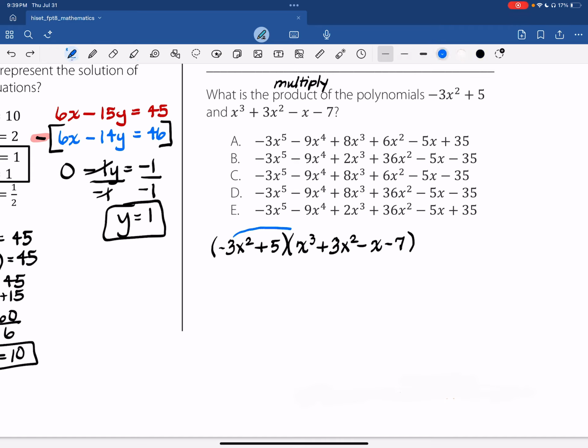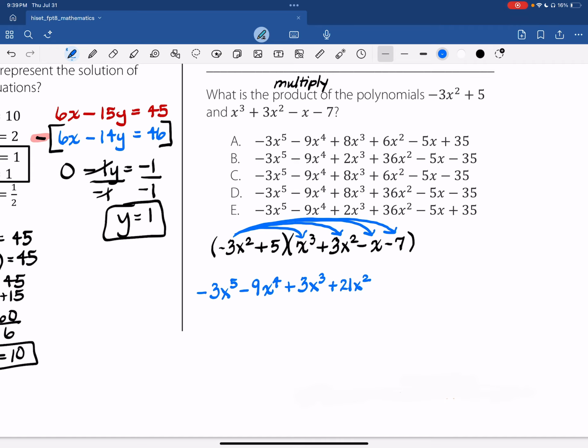So I'm going to take that negative 3x squared times that one, and that's going to be negative 3x to the 5th power. Then that term times this one. Negative 3 times positive 3 is negative 9x to the 4th. Then that one times that one would be positive 3x to the third. And finally, on this one, we have a positive 21x squared.